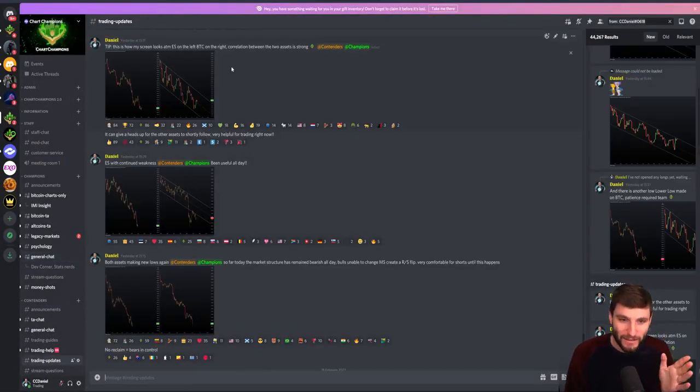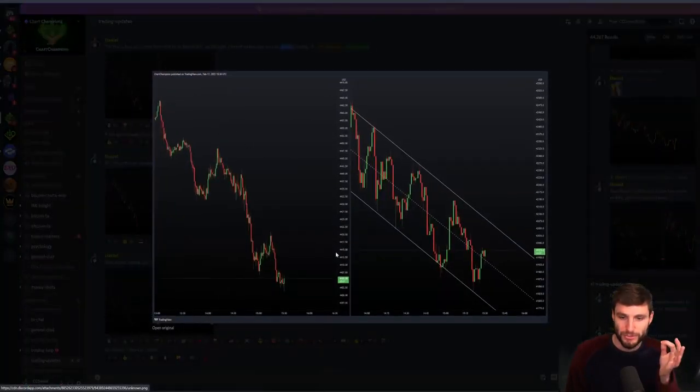And then I continued to give updates throughout the day during the whole of this move down to the contenders and the champions in this section, alerting them: hey, let's monitor the ES, let's monitor the stock market, because we know the correlation between these two assets is extremely strong. This is an update given at 3:30 UK time. Look at this, continued weakness on the ES.